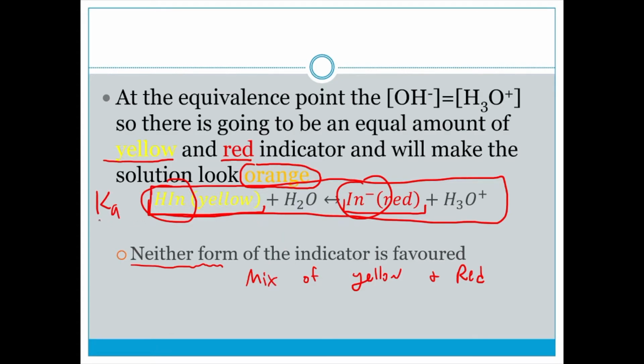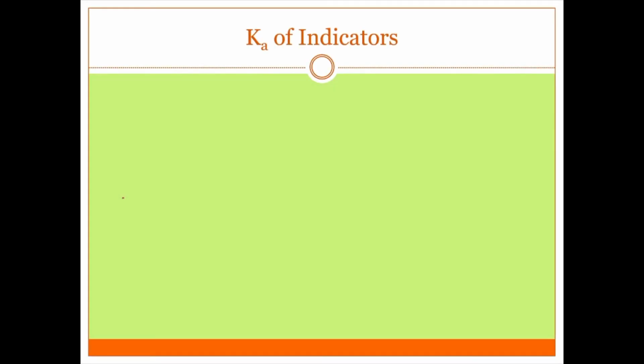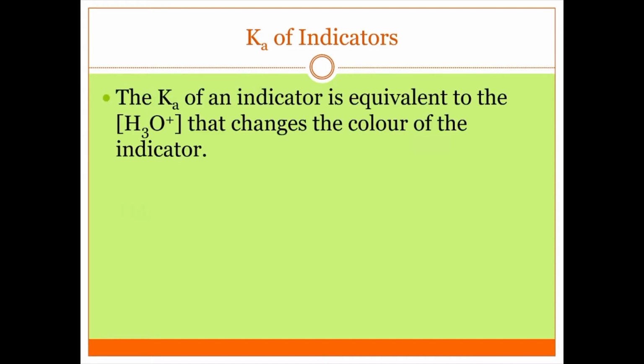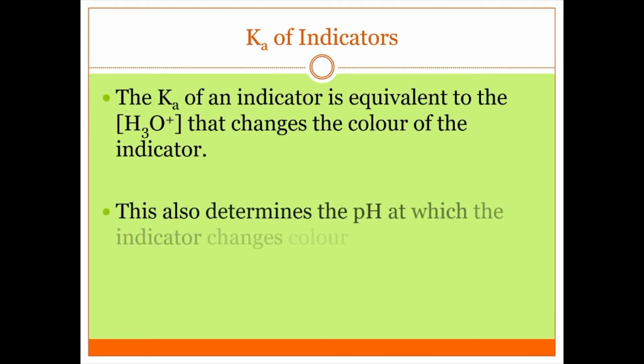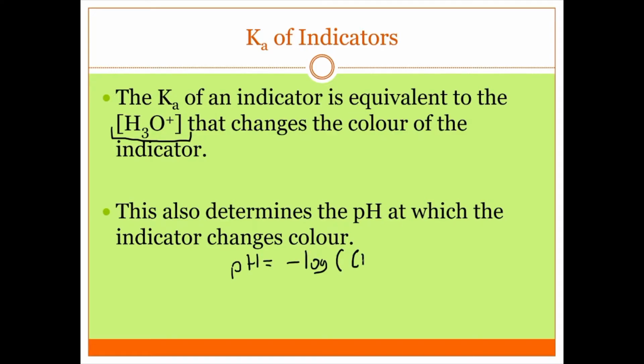So if the Ka is based on this equilibrium and nothing is shifted, then we'll have equal amounts of this, and that'll be the Ka. So the Ka of an indicator indicates kind of how much hydronium is needed to change the color of the indicator. And by extension of knowing this quantity here, you can calculate the pH using the pH formula, negative log of the concentration of H3O+, and that'll allow us to calculate the pH of the color change.